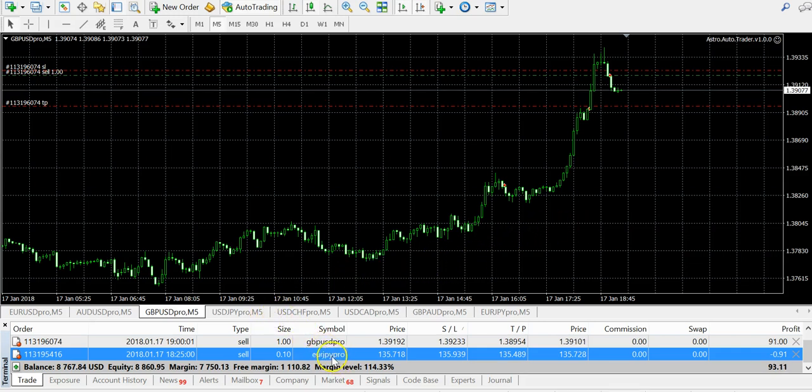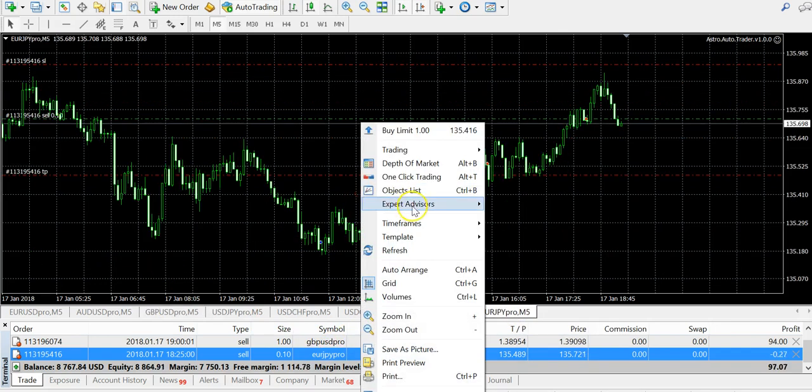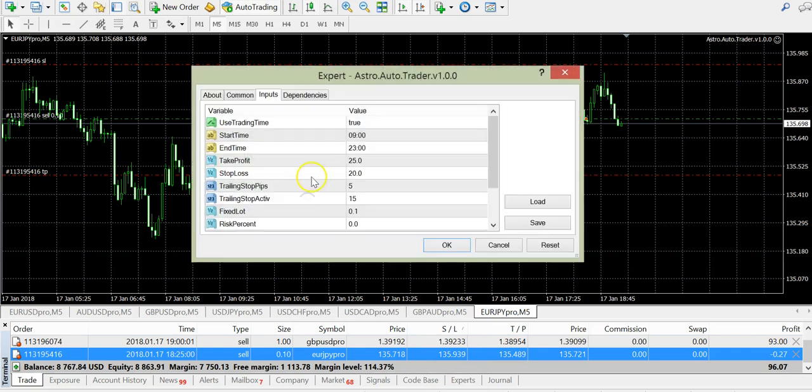Here, Euro JPY, let's see this. Here you see properties. We do not have a risk percent. The number is 0, so it's a fixed 0.10 lot. It's 0.10 lot that you trade with.